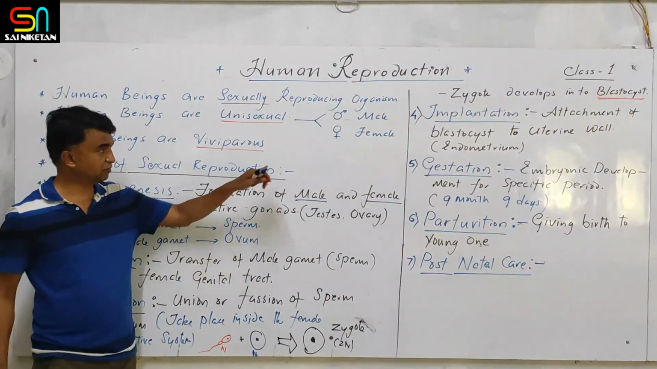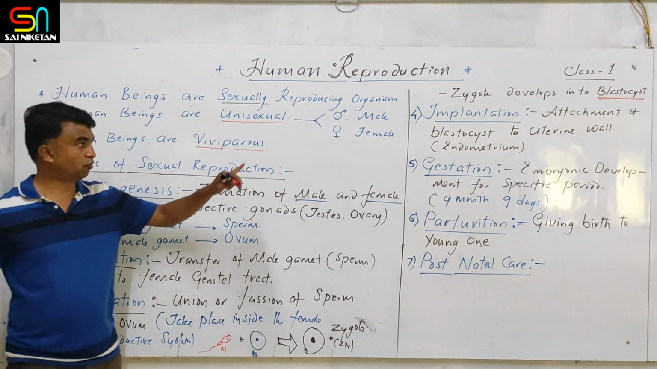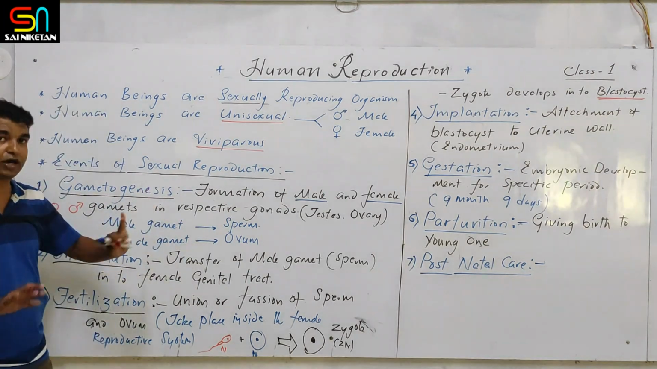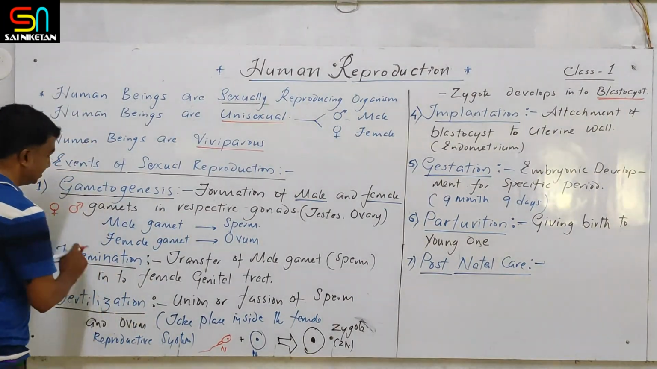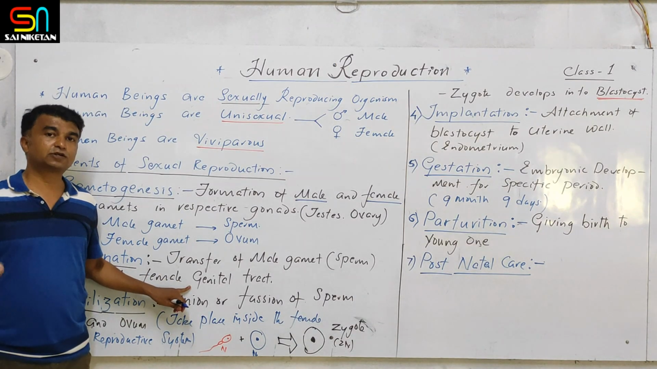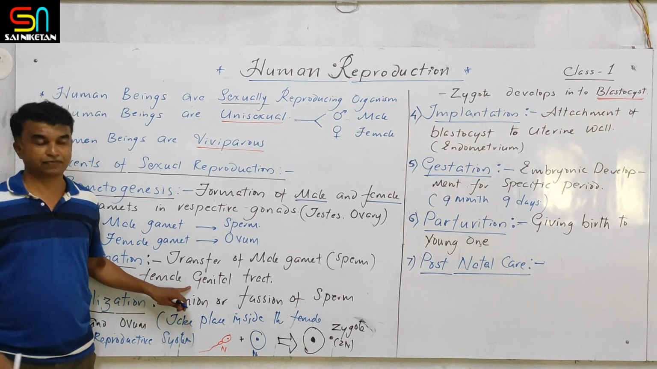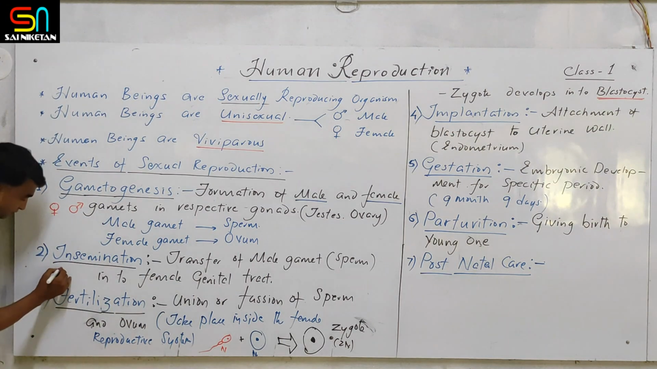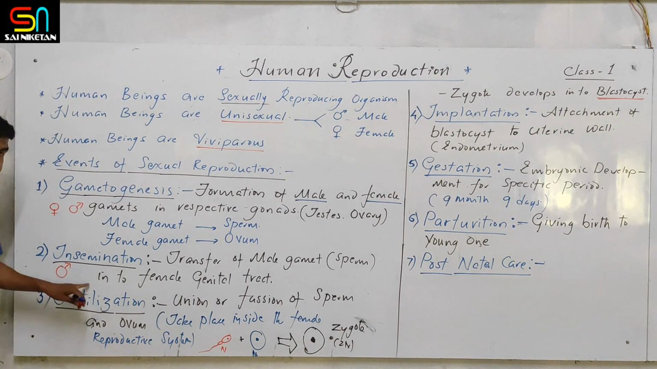Gametogenesis means formation of sperm takes place in the male body, and formation of ovum takes place in the female body. Both are responsible for gametogenesis. Insemination means the male transfers the male gamete to the female genital tract. This is the function of the male body.